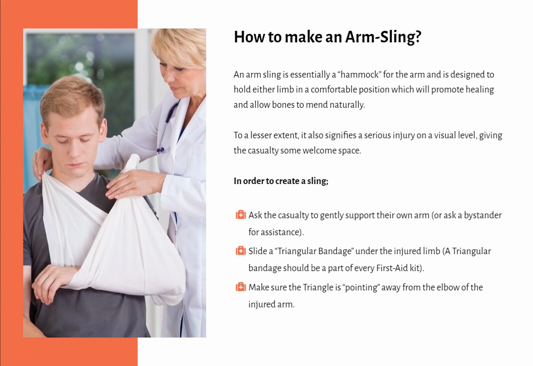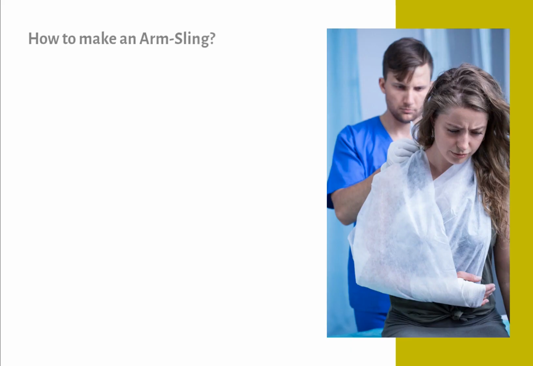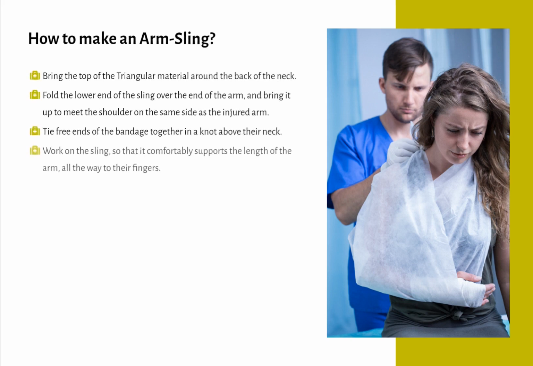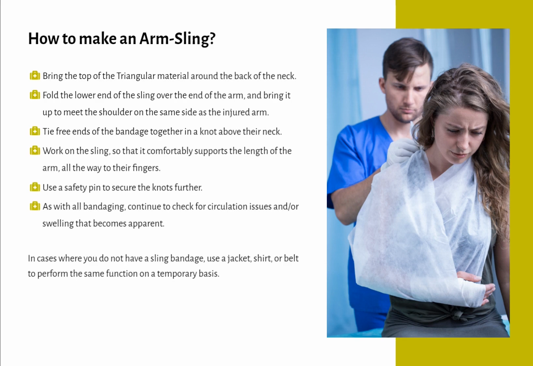In order to create a sling, ask the casualty to gently support their own arm, or ask a bystander for assistance. Slide a triangular bandage under the injured limb. A triangular bandage should be a part of every first aid kit. Make sure the triangle is pointing away from the elbow of the injured arm. Bring the top of the triangular material around the back of the neck. Fold the lower end of the sling over the end of the arm and bring it up to meet the shoulder on the same side as the injured arm.